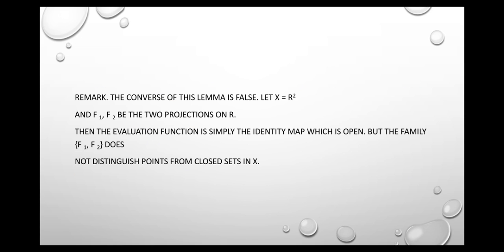Then a remark: the converse of this lemma is false. Let X be equal to R squared and f_1, f_2 be the two projections on R. Then the evaluation function is simply the identity map, which is open. But the family f_1, f_2 does not distinguish points from closed sets in X.